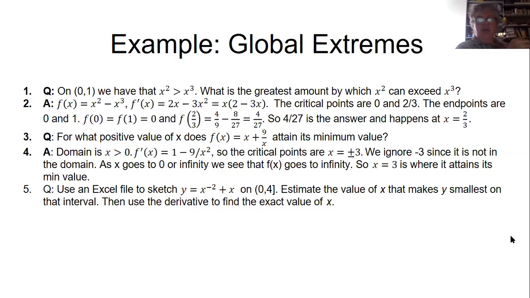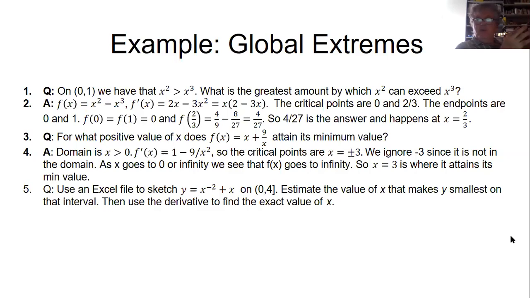As I said before, f of 0 equals f of 1 equals 0, so that's going to be a min. And f of 2/3 equals 4/9 minus 8/27 equals 4/27. So that is the answer. 4/27 is the greatest amount by which x squared exceeds x cubed, and that happens at x equals 2/3. Okay.